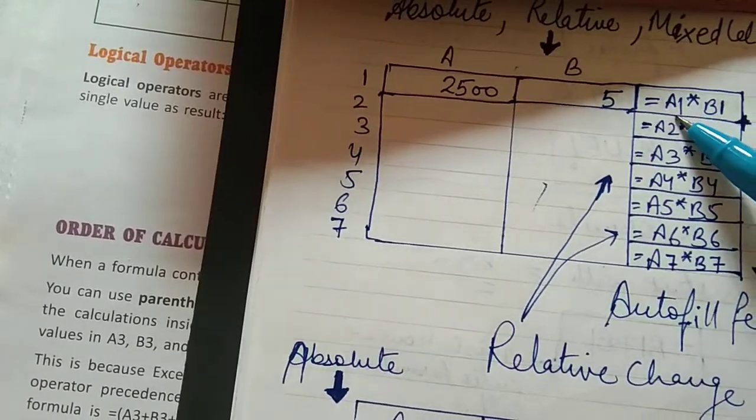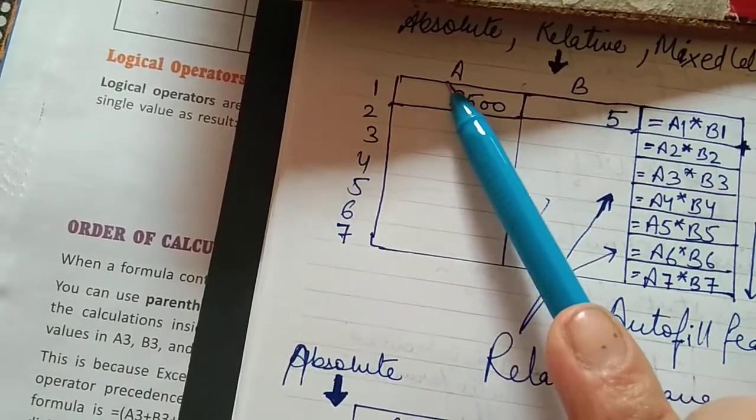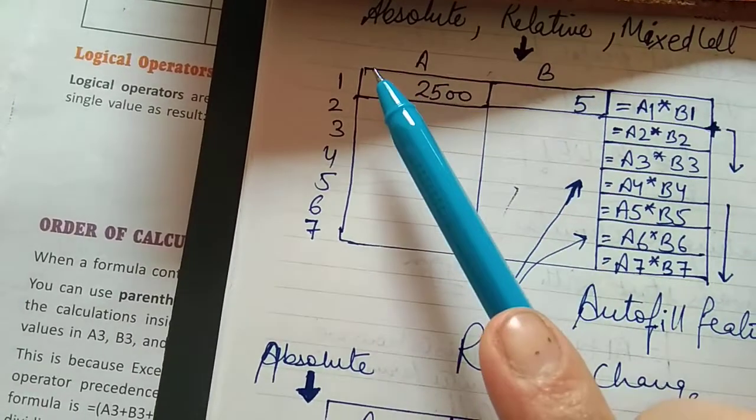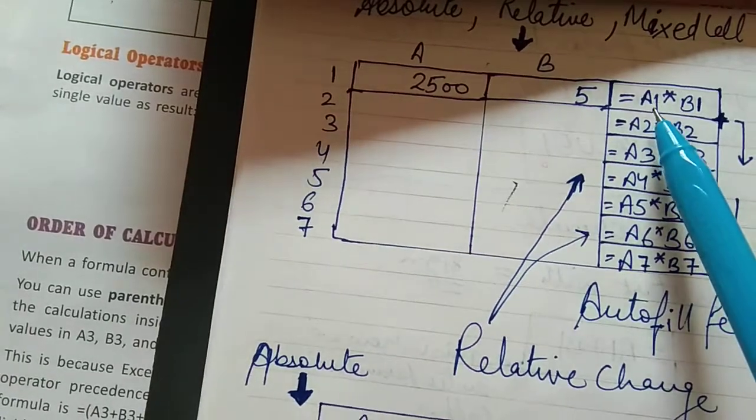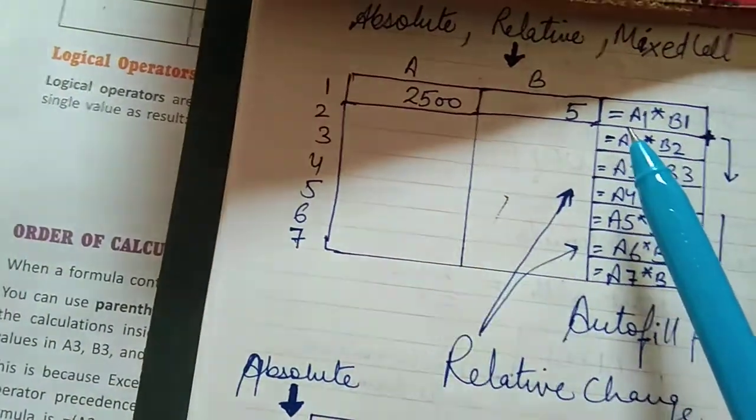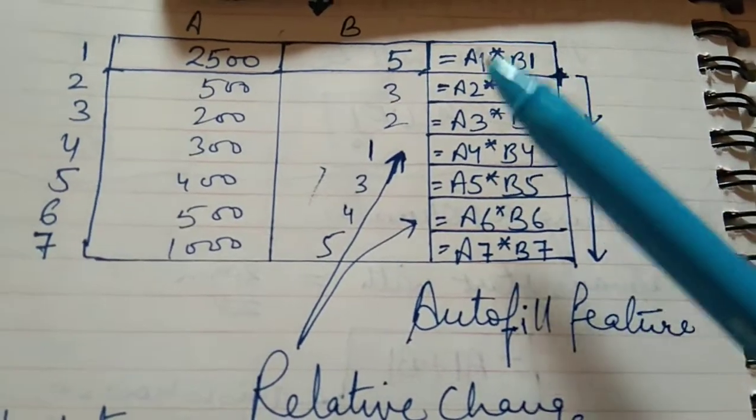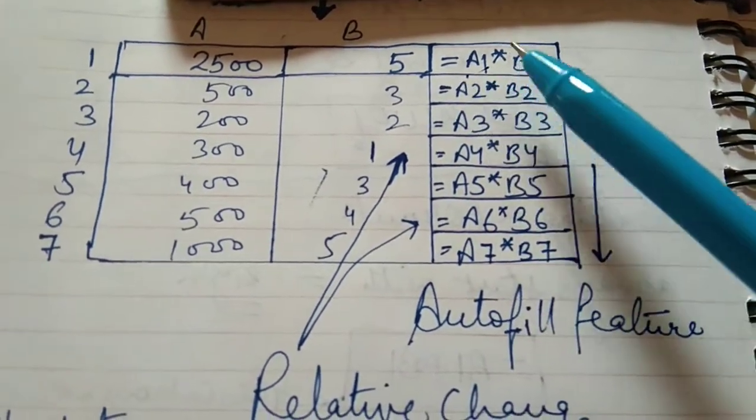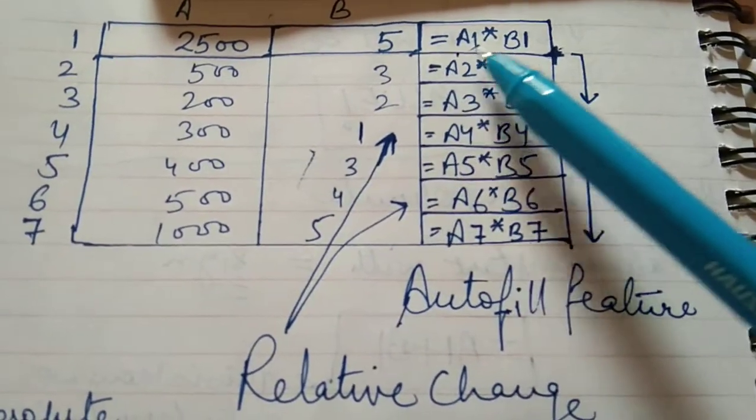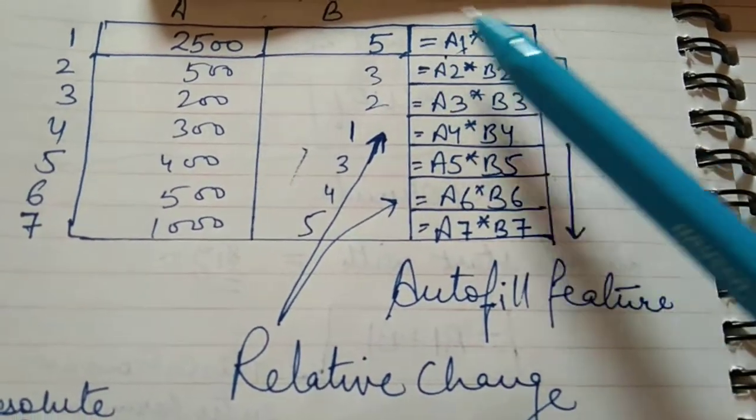First was A1 into B1. A is the name of the column and 1 is the row. And B is the name of the column and 1 is the row. So A1 is 2500 and B1 is 5. Then the formula becomes A1 into B1. So the formula in the first cell was A1 into B1. A1 was 2500 and B1 was 5. So automatically it will calculate 2500 into 5. So the answer will be shown in the cell.